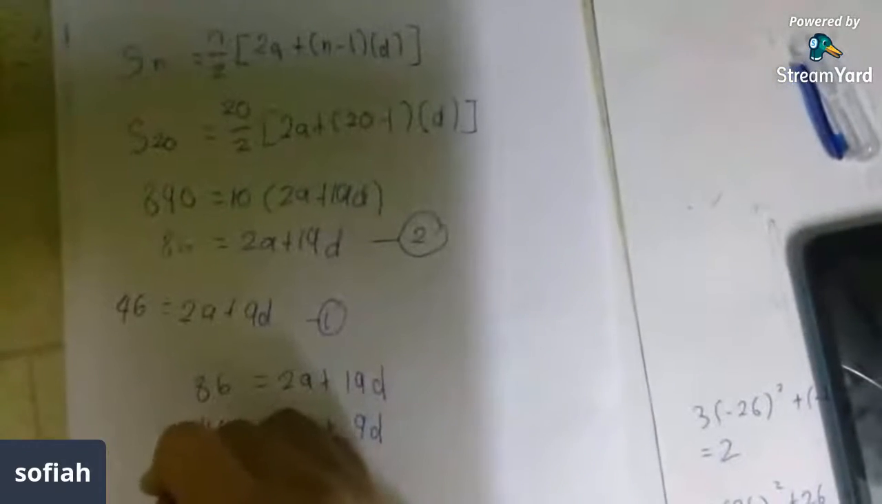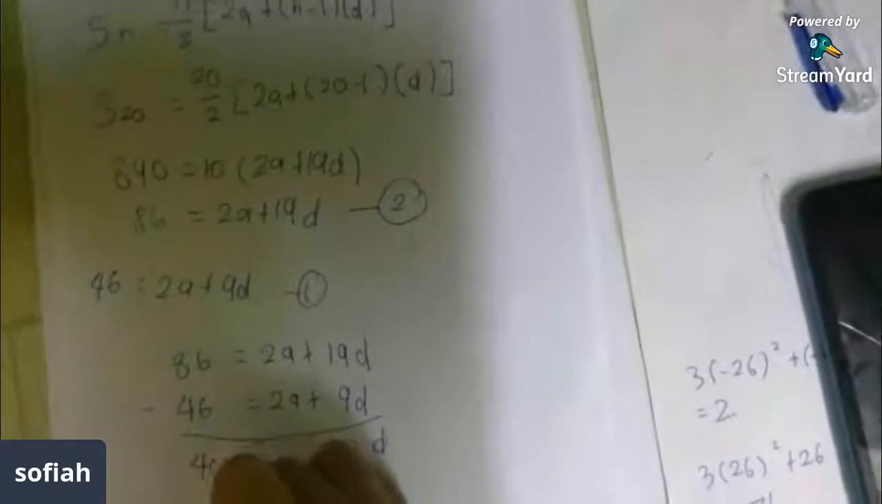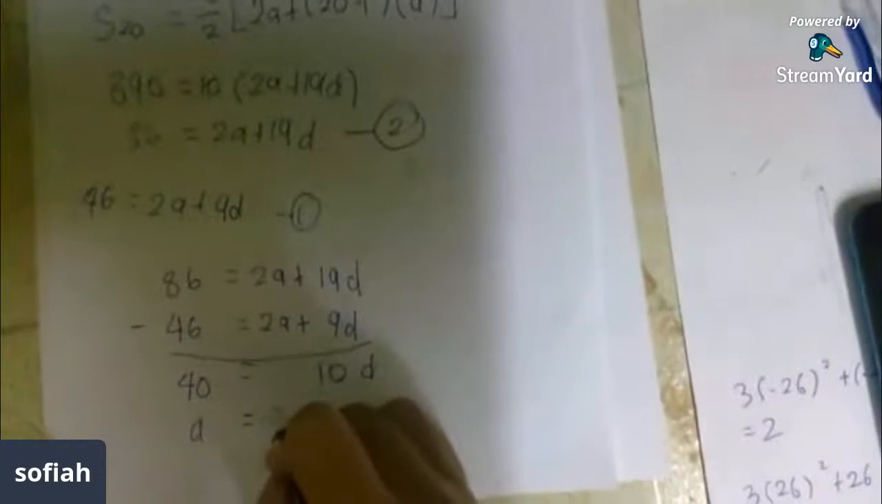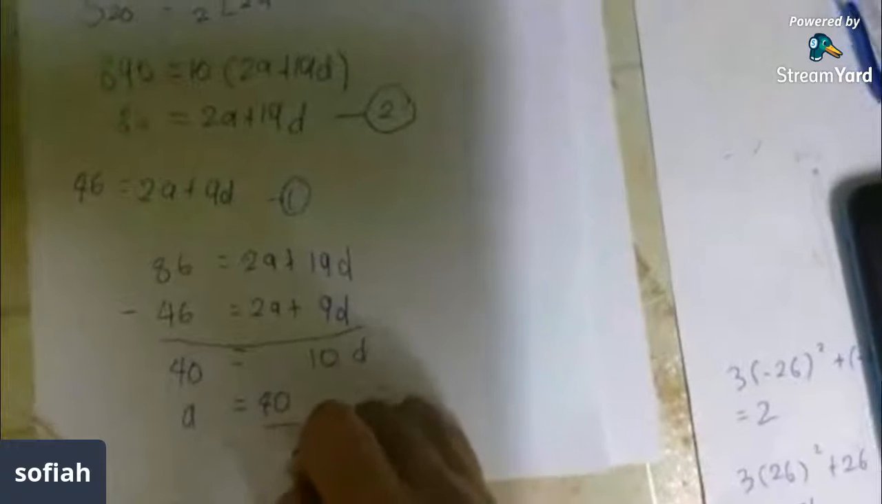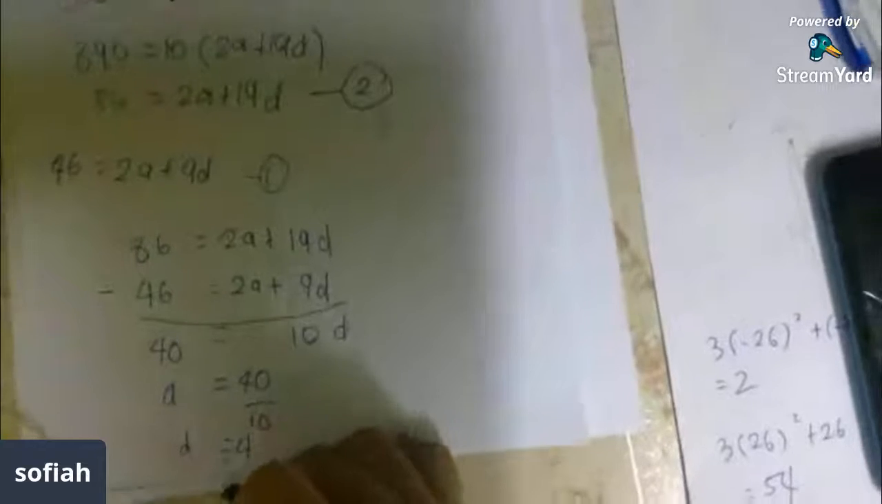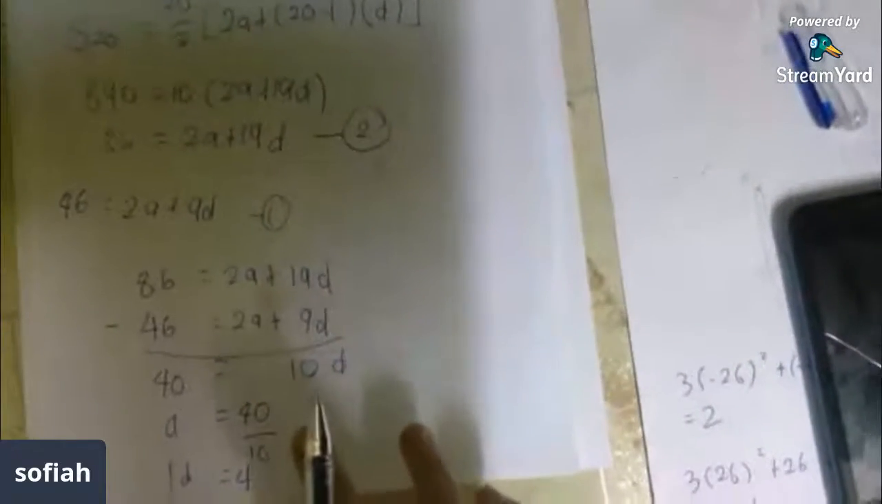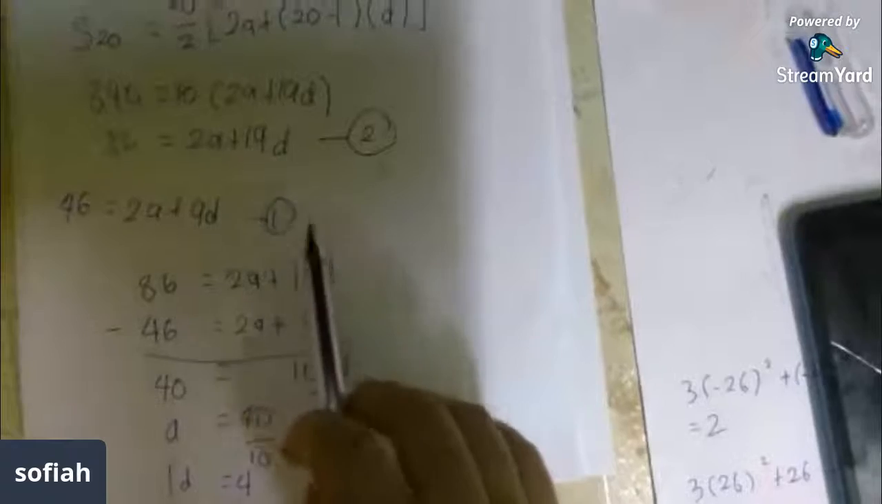I subtract this equation and I will get 10d equals to 40. So d equals to 40 over 10. So d equals to 4. So we got the value of d. So in order for us to get the value of a, we just substitute the value of d in one of these equations.